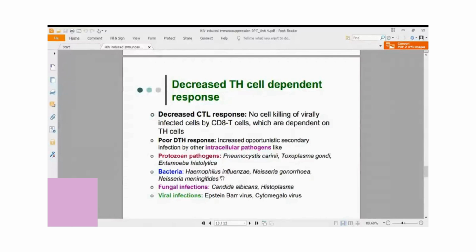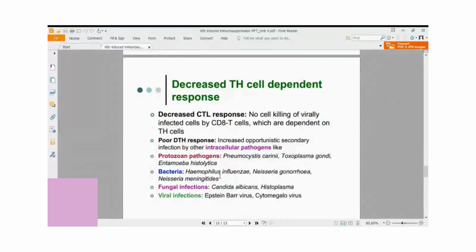Fungal infections like Candida albicans and Histoplasma would happen in the patient. And you will see the HIV patient is a reservoir of all sorts of infection in addition to HIV infection. It is the terminal stage of the person. You cannot save the person from these infections because there is no way you can boost the immune response against these pathogens.